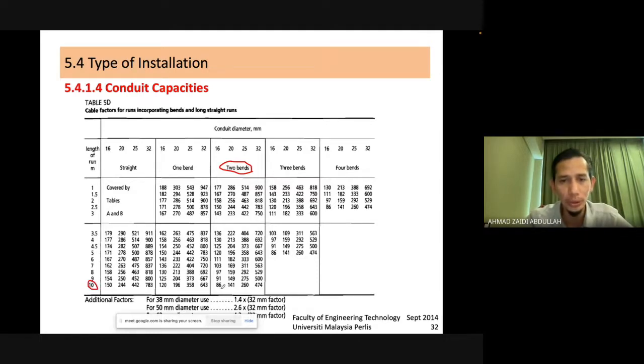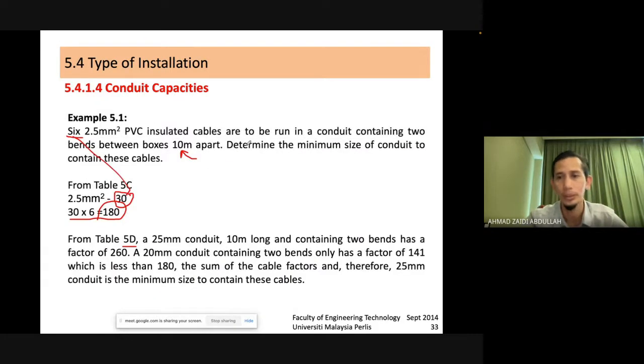180 earlier, so we calculate, we got 180. So we look: this one cannot, 141 also cannot, so 260 is accepted, because it is more than 180. Then from there we can find the size for the conduit. We find it is 25 mm size. Right? So okay, 25 mm. So it's easy, very easy if you understand how to select. One look and you know.